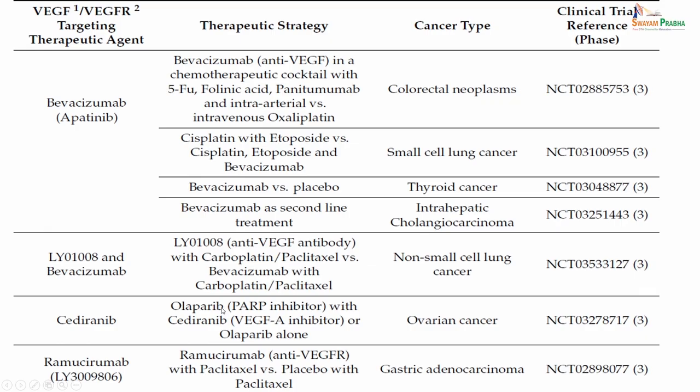Here it is olaparib, which is a PARP inhibitor, along with cediranib, which is a VEGF-A inhibitor, versus olaparib alone. And another molecule, ramucirumab, which is basically an anti-VEGF receptor, along with paclitaxel, versus placebo with paclitaxel. This has been done in gastric adenocarcinoma. So, these clinical trials can be referred to understand the role of the anti-angiogenic reagents.